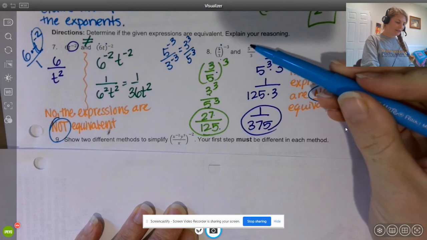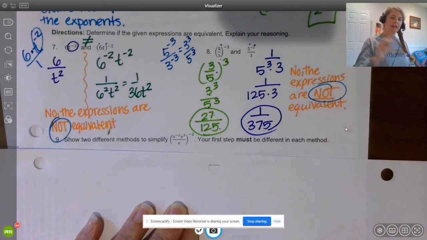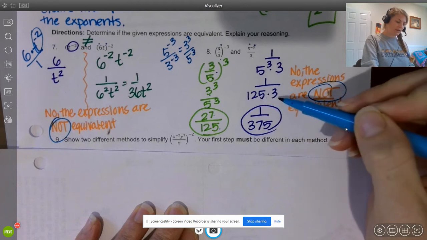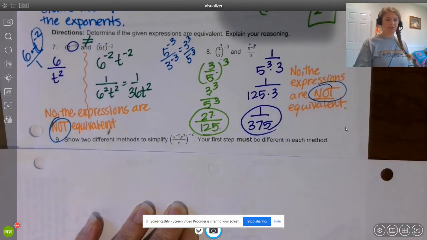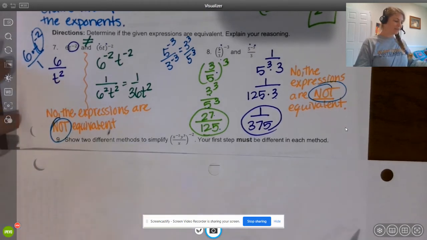Where over here, this exponent, negative 3, only belongs to the 5. So that's the only power that I'm going to cross the line and change the sign of my exponent. From here, 5 to the third is 125. 125 times 3 is 375. So obviously, these are not equivalent expressions. Wonderful.